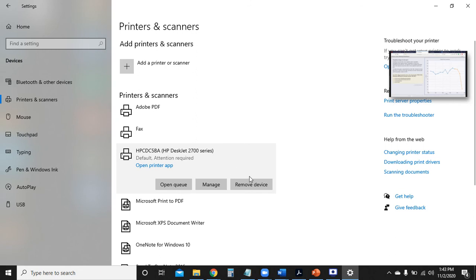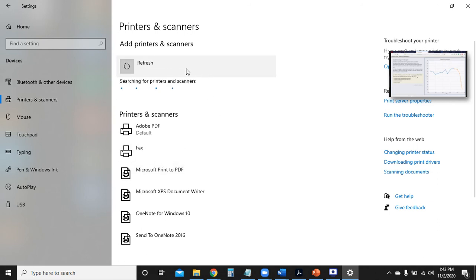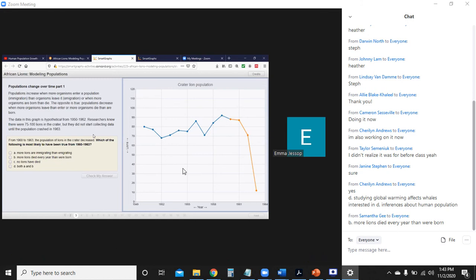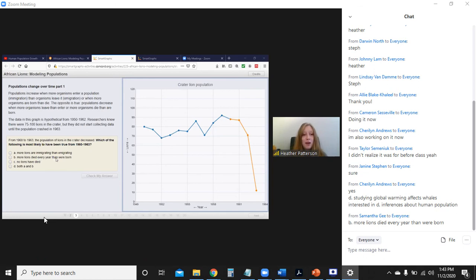So from 1960 to 1963, the population of lions in the crater decreased. Which of the following is most likely to have been true during this time period? The more lions died every year than were born. Yeah, because if you had more lions immigrating than emigrating, your population would go up. And if more lions died every year than were born, your population would go down. And if no lions died, you would just have them being born, so you would just keep increasing your population. So therefore, we have B.